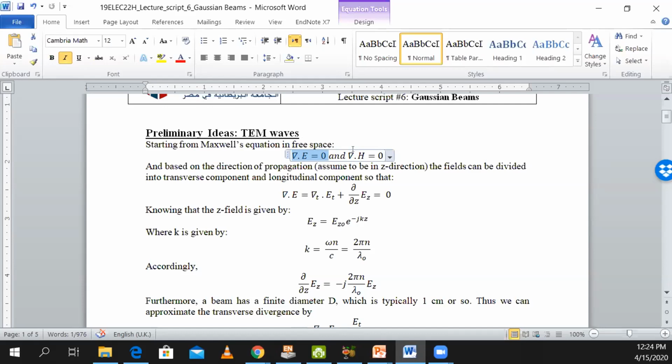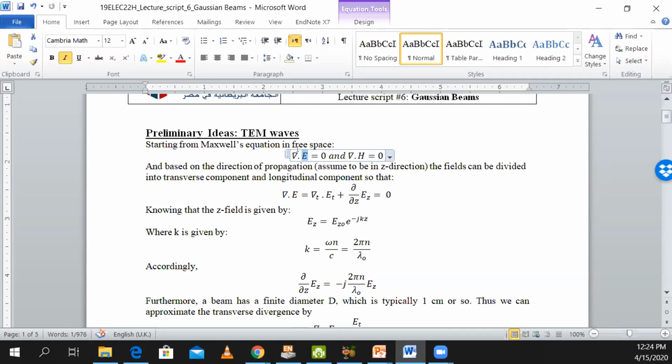The other equation, which is a standard equation, is that div H is also equal to 0. So knowing these two equations, these are our starting equations. Based on your understanding in the microwave course and in the EM2 course, you know that this E is basically a three-component vector. We have an E in the X direction, E in the Y direction, and E in the Z direction. So we can call it Ex times x cap or i, Ey times y cap or j, Ez times z cap or k, if you remember.